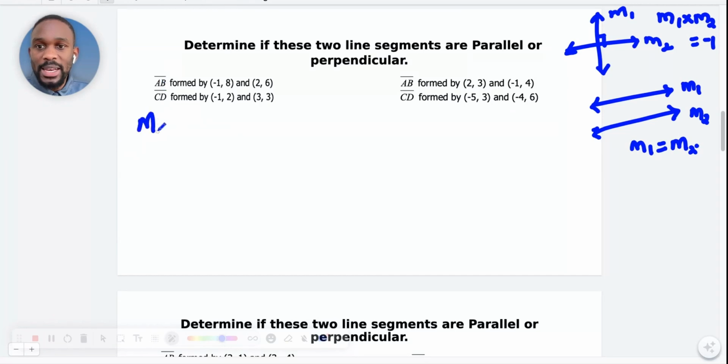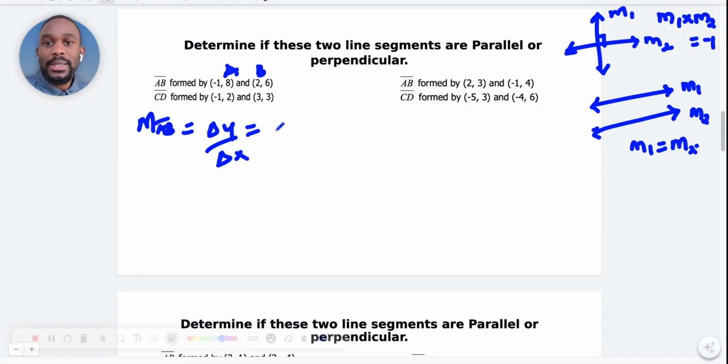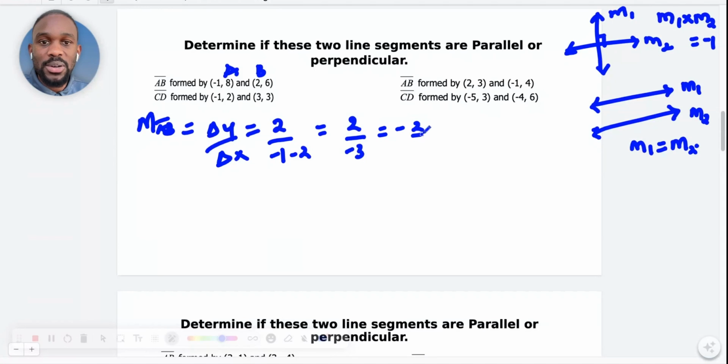So the slope of line AB will be equal to the change in y over the change in x, right? All I'm going to do is subtract the y's. Let me start from A and go to B. So subtracting the y's, 8 minus 6, I'll get 2, and -1 minus 2 gives us 2 out of -3, which is the same as -2 out of 3. That is AB.